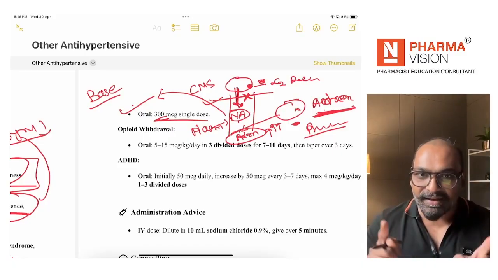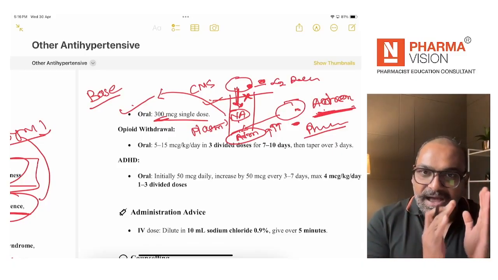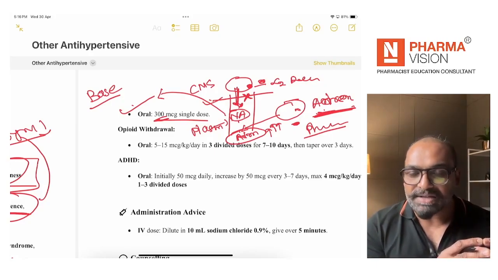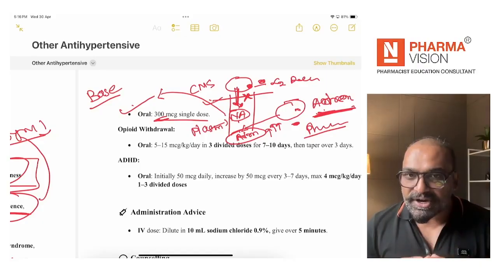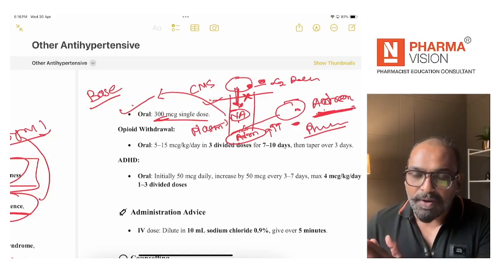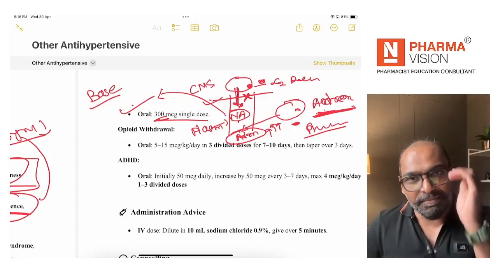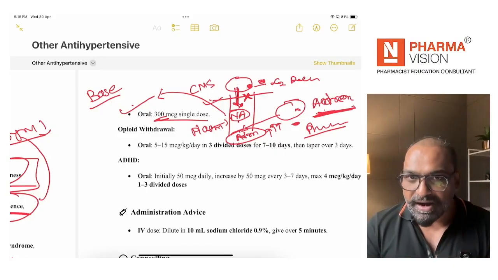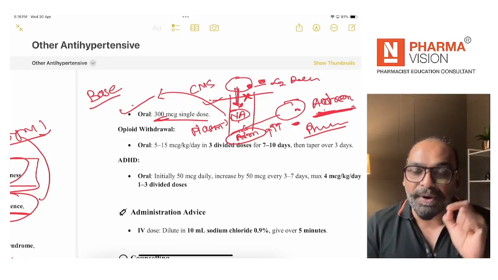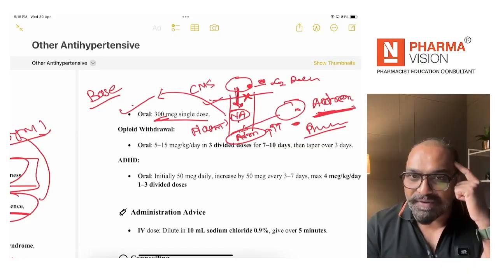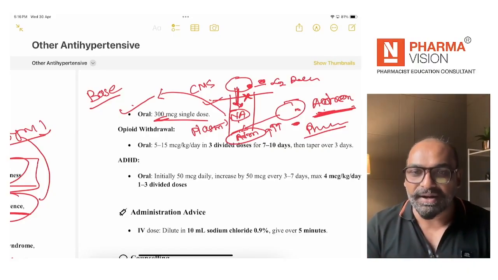Again, we take the baseline noradrenaline concentration in the plasma. Then we give the clonidine injection, 300 microgram in a single dose. After 4 to 6 hours, we again measure the noradrenaline level. If the noradrenaline level drops significantly, the patient is not suffering from pheochromocytoma. The main cause of noradrenaline is central overactivity, not peripheral overactivity.